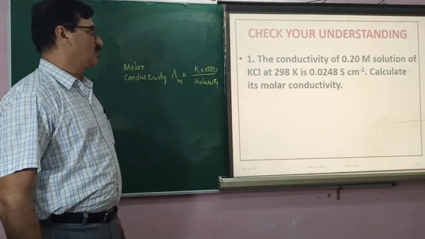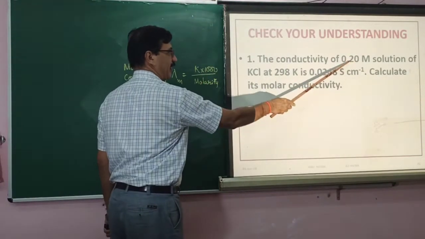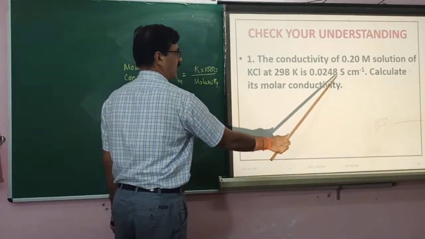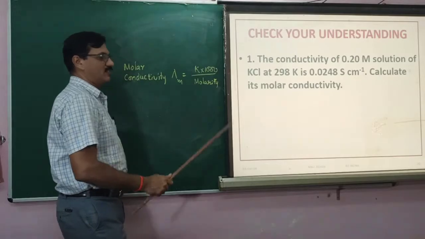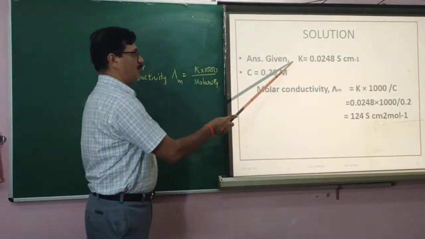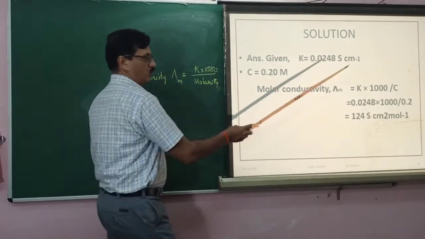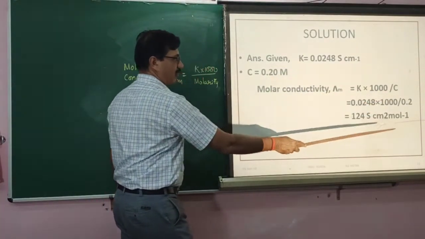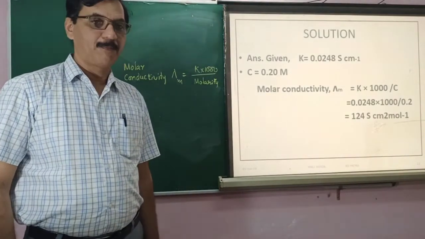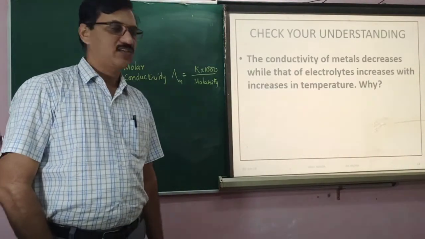Now, once you know the molarity, that is 0.2 M in the denominator, and the kappa value, the conductivity value, is 0.0248 here, this substitution will get the answer, right? So kappa value and C value are being given. So kappa into 1000 divided by C will give you 124 S centimeter square per mole as the answer. Let us see another question.